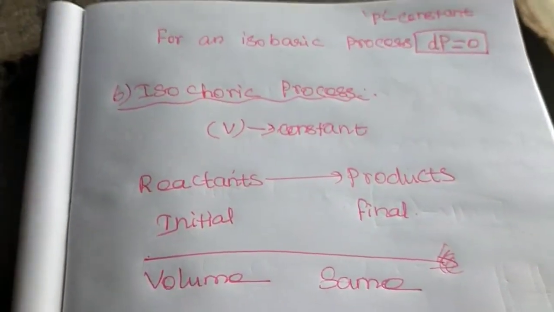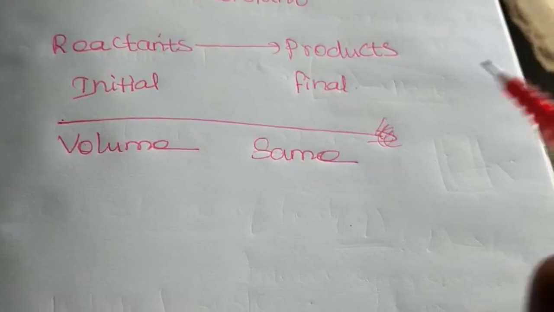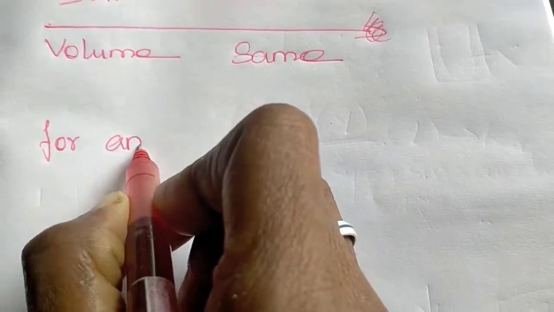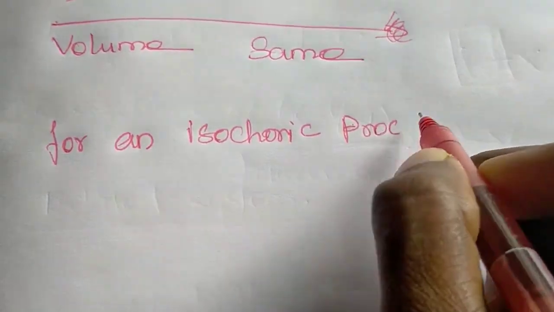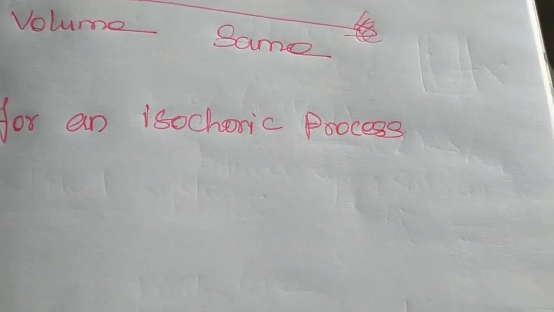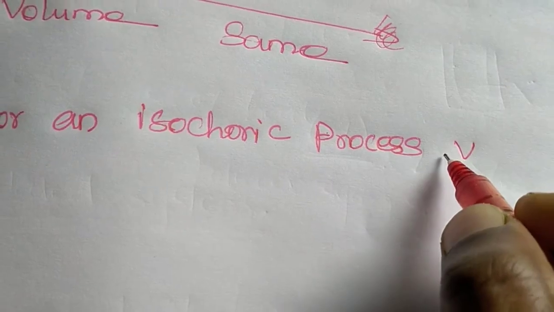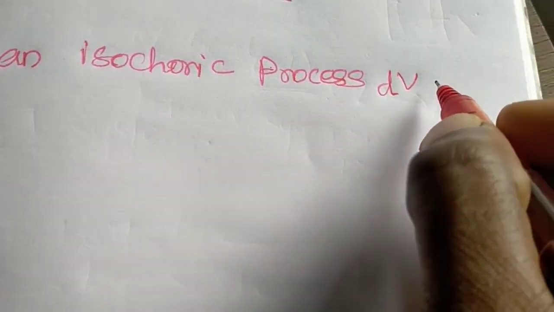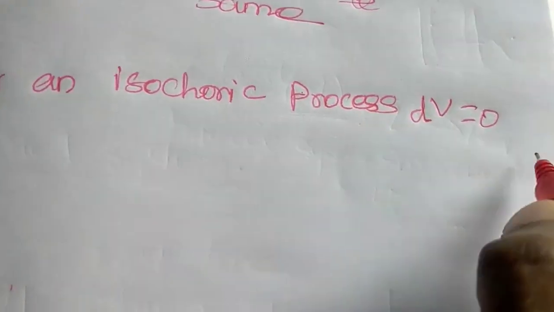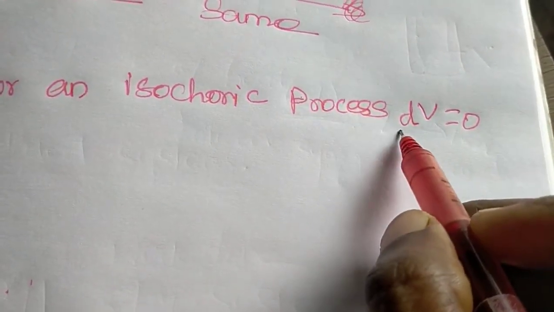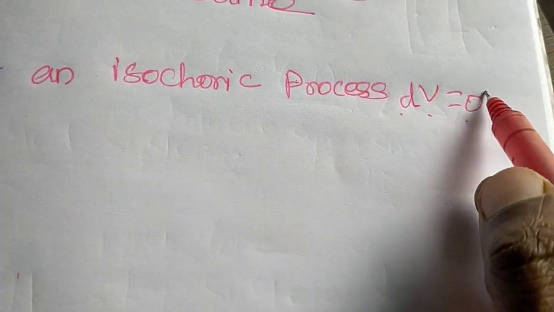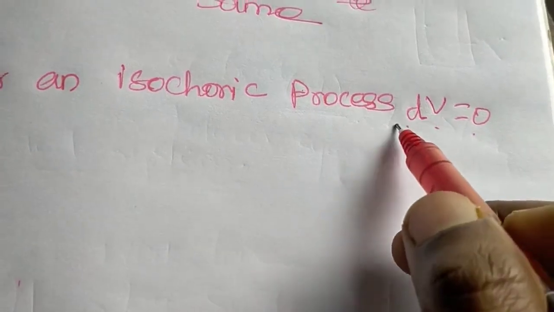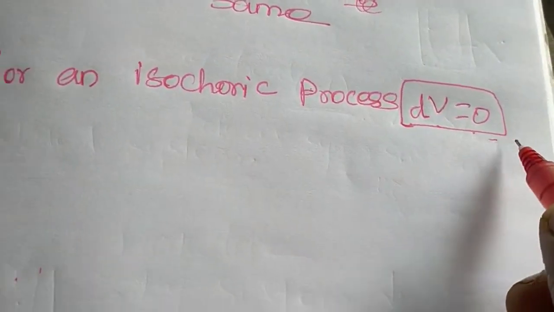So what is the condition for an isochoric process? It is like the previous one. For an isochoric process, what is constant? Volume is constant. So how to write? dV is equal to 0. Why do you write dV is equal to 0? Difference in volume is equal to 0. If there were any difference, you could write the value of that difference, but there is no difference in the volume, so dV is equal to 0.